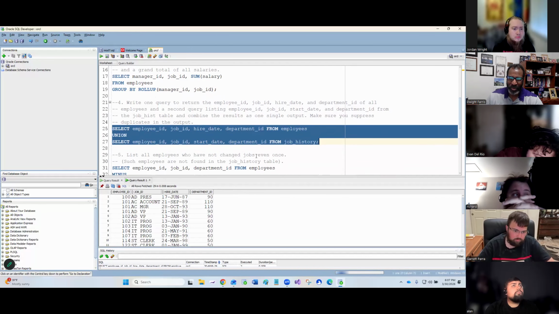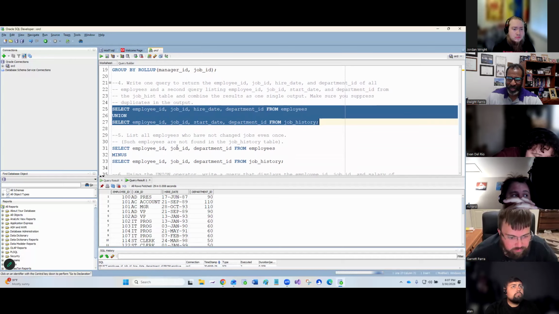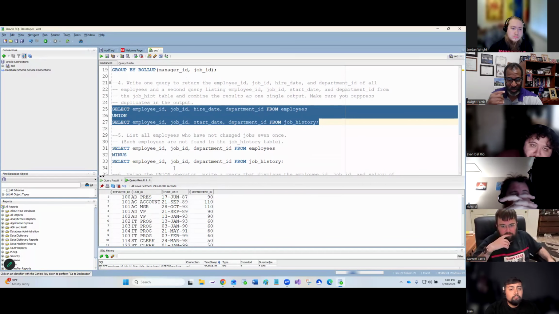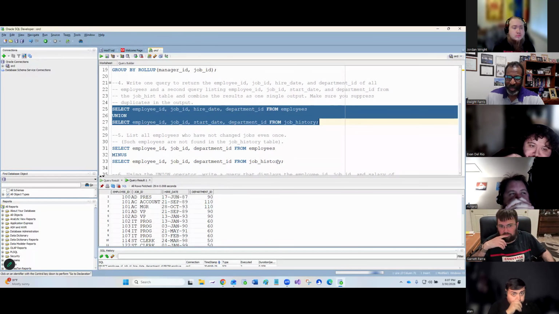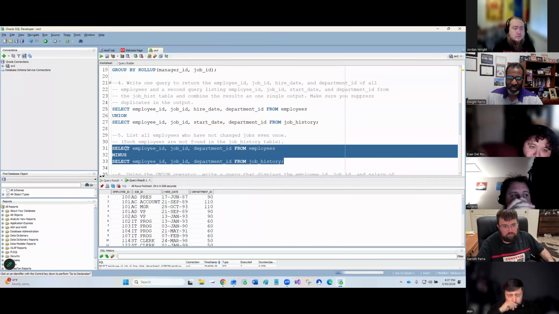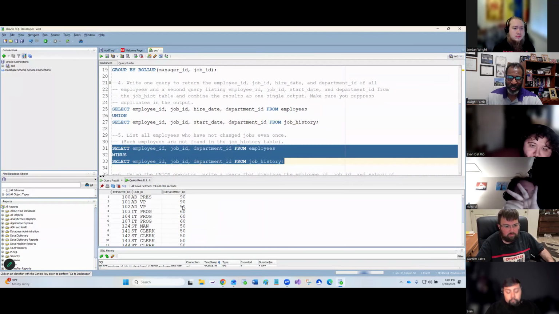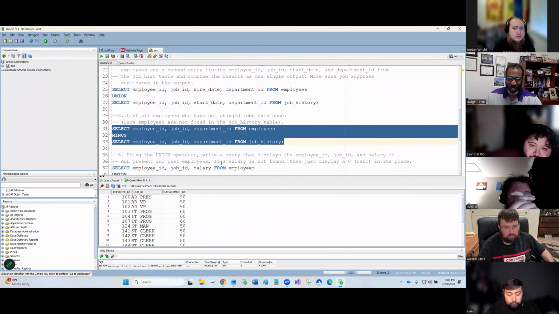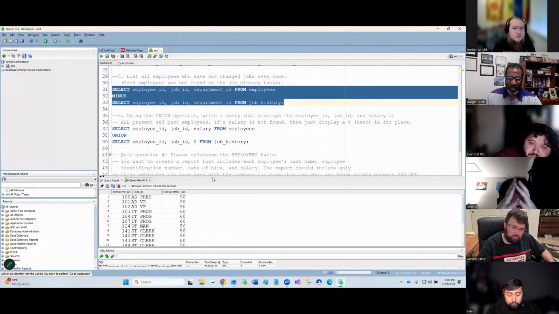Number 5, list all employees who have not changed jobs even once. Such employees are not found in the job history table. So this was a minus. That little statement in the parentheses gave you pretty much the reason to use a minus. You're subtracting using a minus, using that type of function to essentially differentiate between those particular selections. So that was a minus. And I think everyone got that one right, from what I can tell.